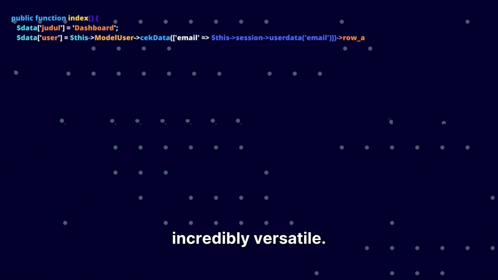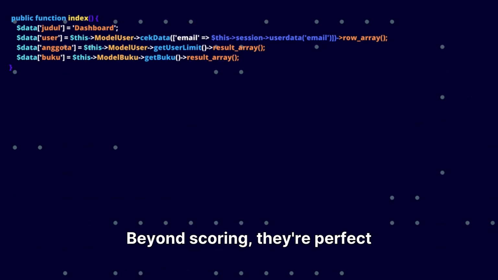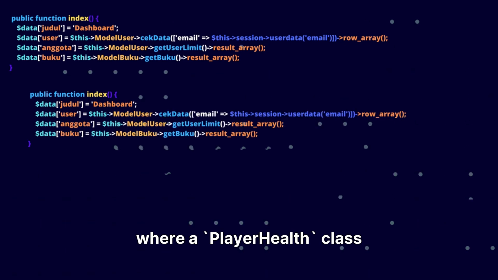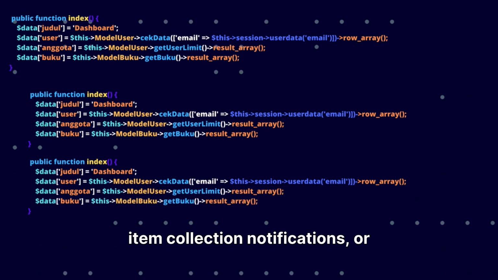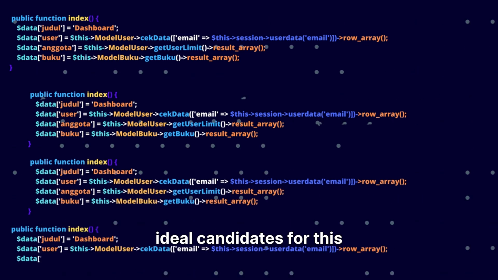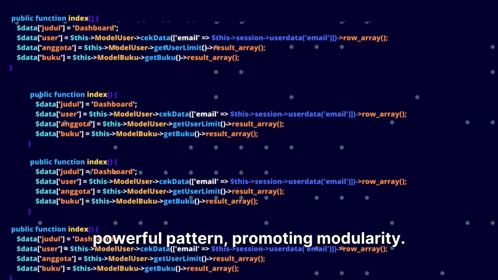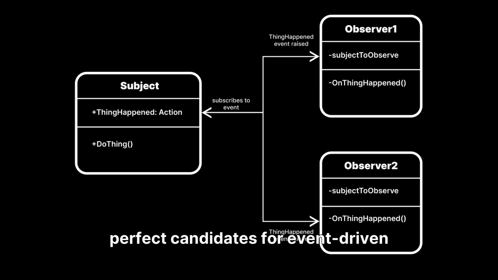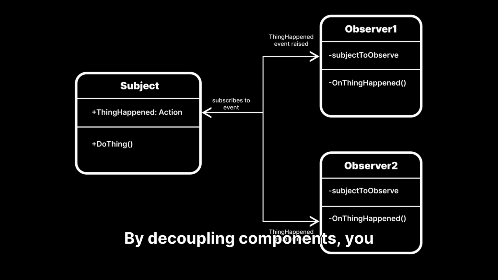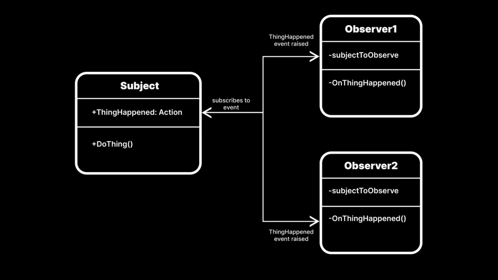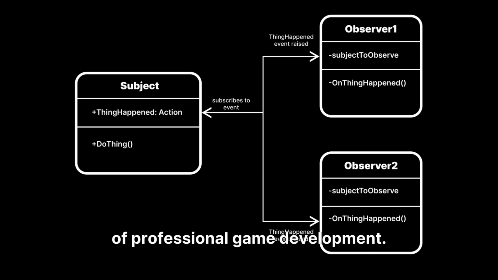Events and delegates are incredibly versatile. Beyond scoring, they're perfect for player health updates, where a PlayerHealth class publishes an event. Similarly, game over events, item collection notifications, or quest updates are all ideal candidates for this powerful pattern, promoting modularity. All these scenarios are perfect candidates for event-driven communication. This approach promotes highly modular and maintainable game code. By decoupling components, you can modify one part of your game without breaking others, leading to a more robust development process and easier debugging. This is a cornerstone of professional game development.